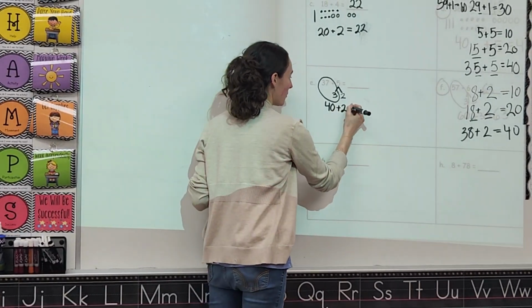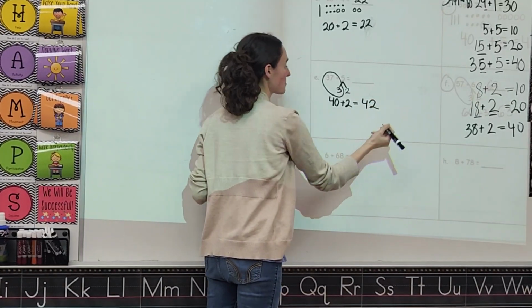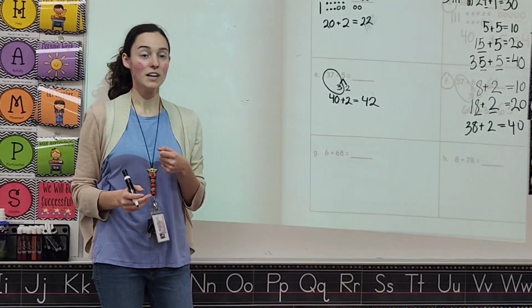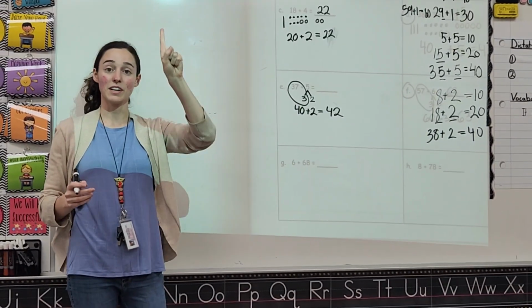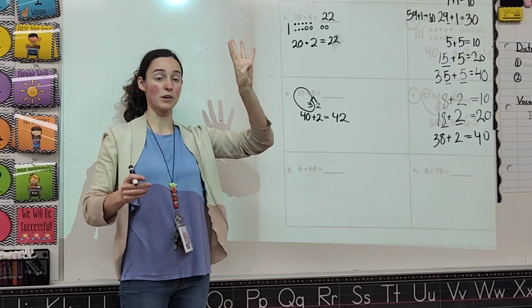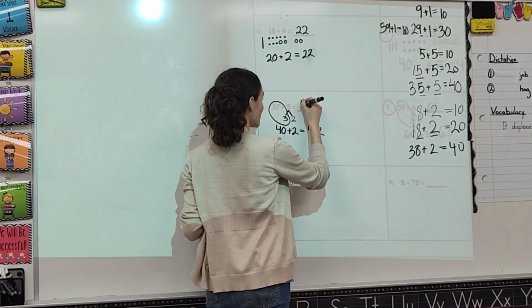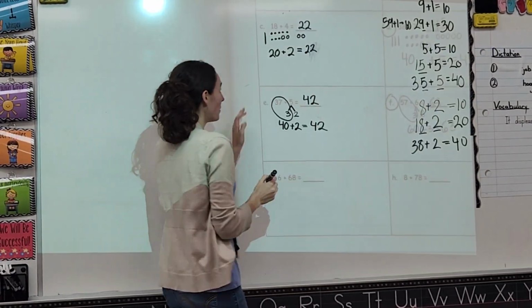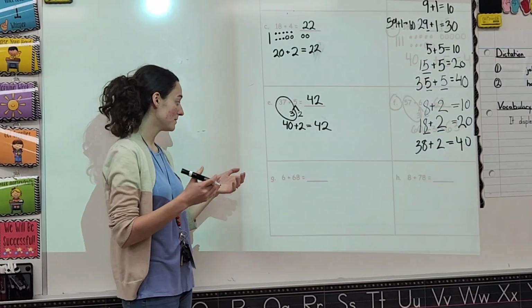And if I check my work, 40 plus 2 gives me 42. And I can use my counting on to check it as well to make sure I'm adding correctly. If I have 37, I have 38, 39, 40, 41, 42. I added 5 and I still got the same answer. So both of these are ways that you can show making the next 10.